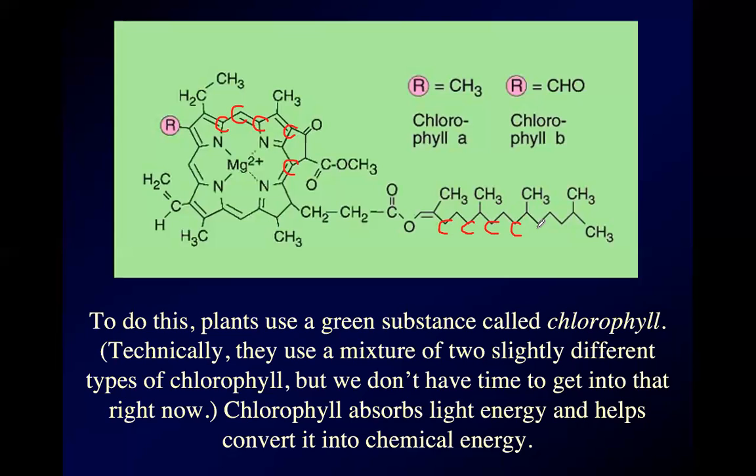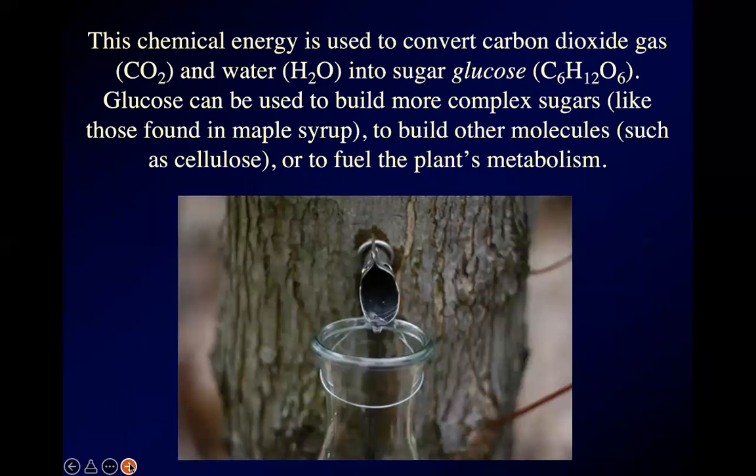Anyway, chlorophyll is this very complex, multiple ring-shaped molecule with a long tail. And all we need to know about it here is that that's the pigment that absorbs light energy and converts it into energy that can drive chemical reactions. That chemical energy that chlorophyll creates is used to convert carbon dioxide gas and water into a simple sugar called glucose.